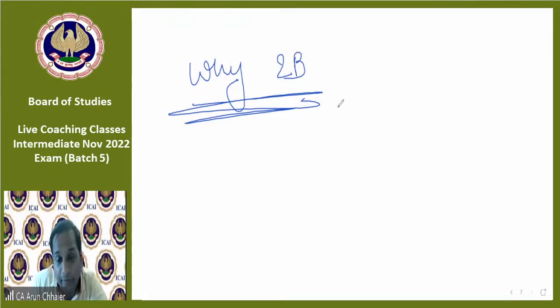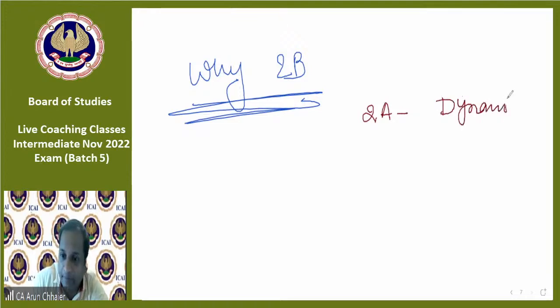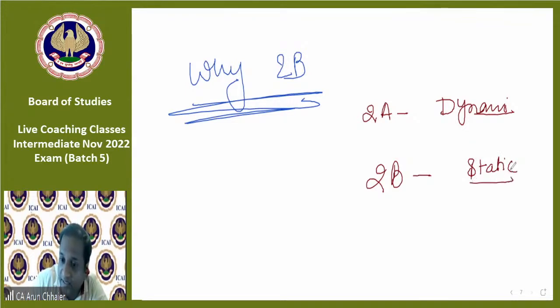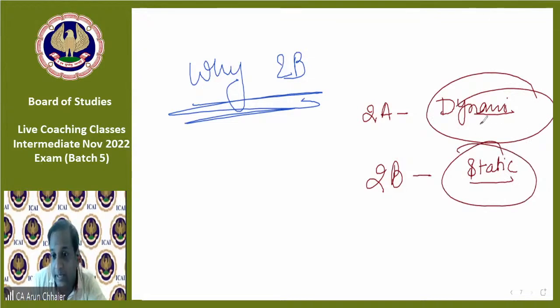Technically, the last point is that 2A is a dynamic document. It is updated at any point of time. Whenever the supplier files, it will be updated in the 2A. But 2B is a static document. It is a fixed document. Use the word static if it is asked in the exam. Use these two terms: 2A is a dynamic document, and 2B is a static document fixed on a particular date. Till 13th, it is being fixed.